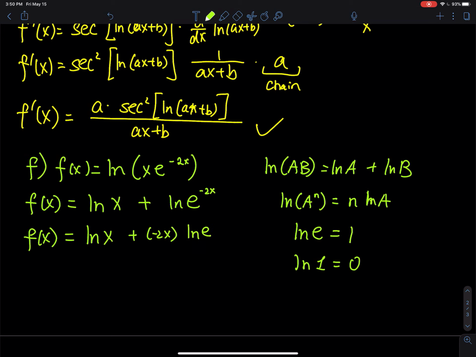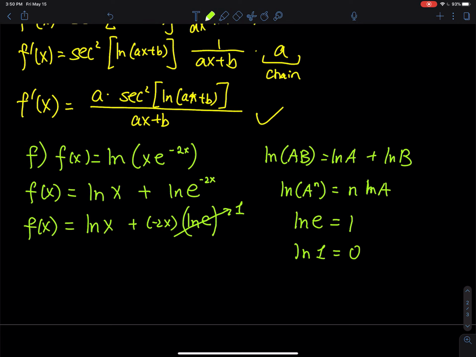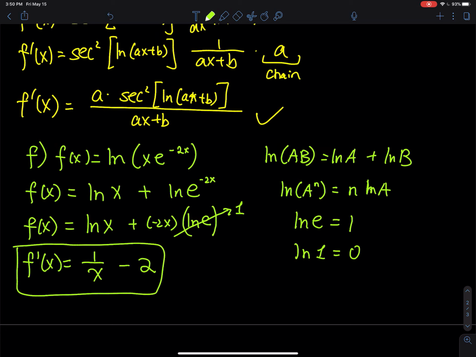So here is something that I like a lot. ln e, I will just put a parenthesis in there and then draw this, that is equals to 1. So I'm not going to worry about ln e. Now we take the derivative. Look how easy that is. f prime of x is 1 divided by x, and then minus 2. Done. No quotient rule, nothing is complicated.